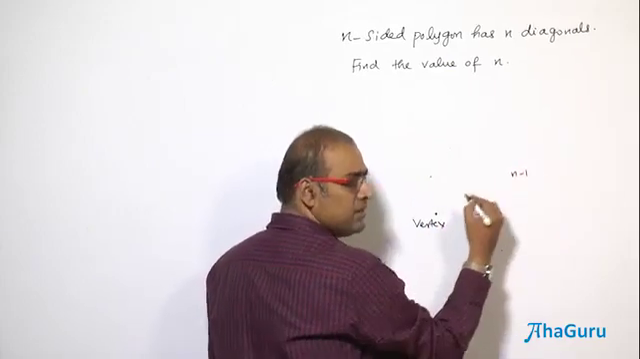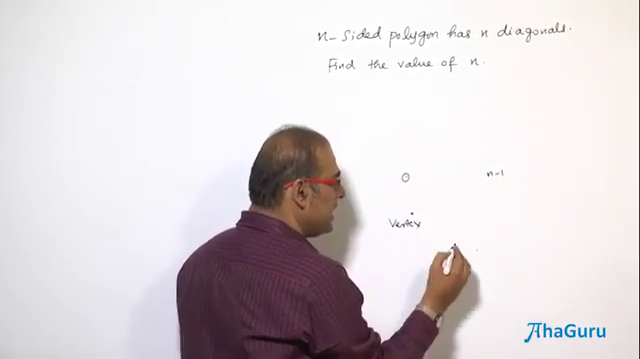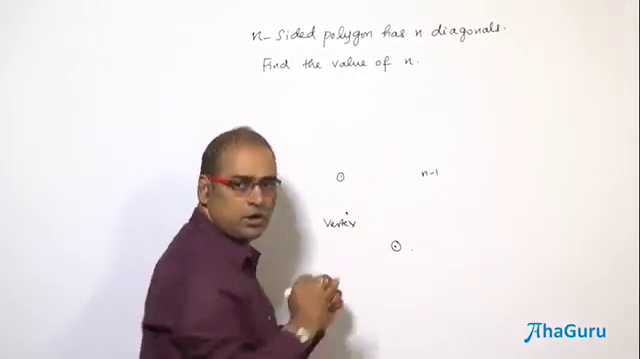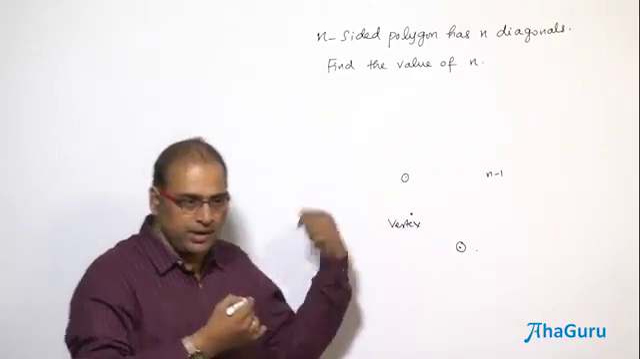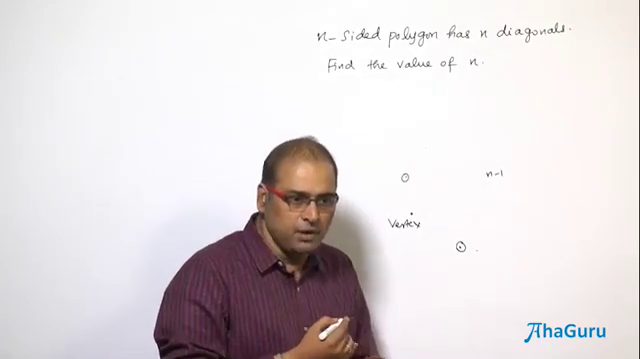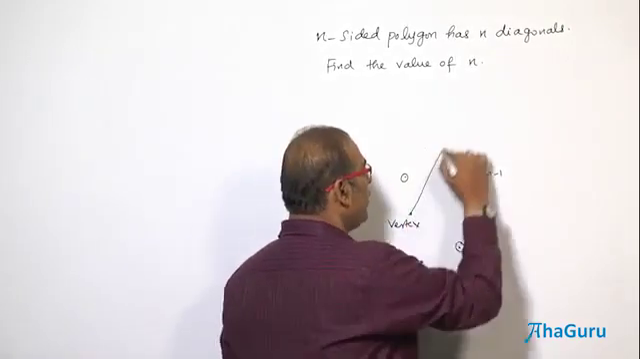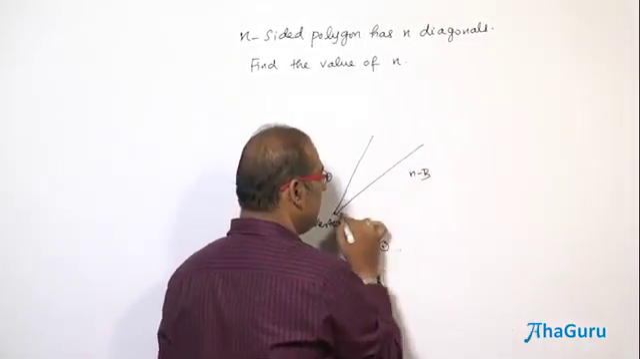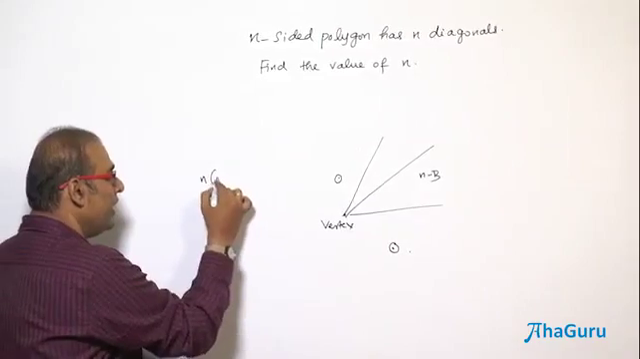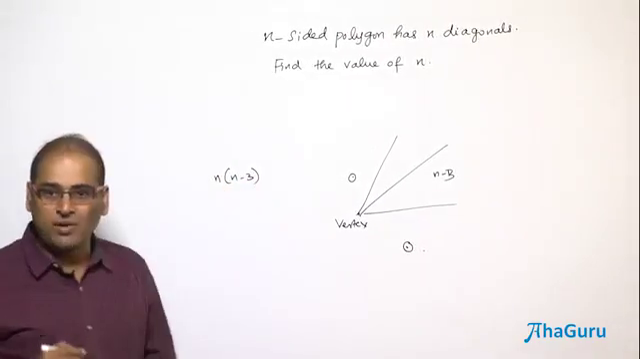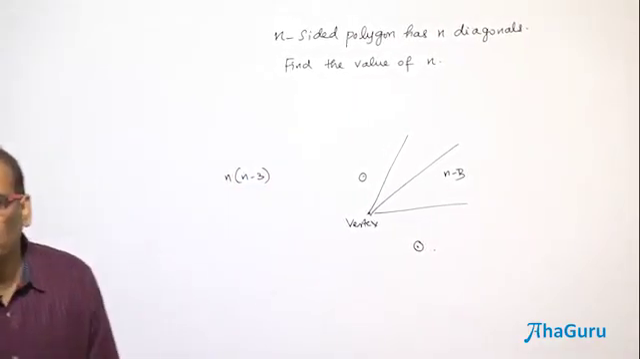n minus 1. So this vertex's neighbor vertices, this connection is not going to be a diagonal. And this vertex, of course, you are not going to connect with itself. So take off these 3 from n. Therefore, you are going to have how many? n minus 3 connections from each. So for 1 vertex you get n minus 3, so for n vertices, you will be getting n into (n minus 3).